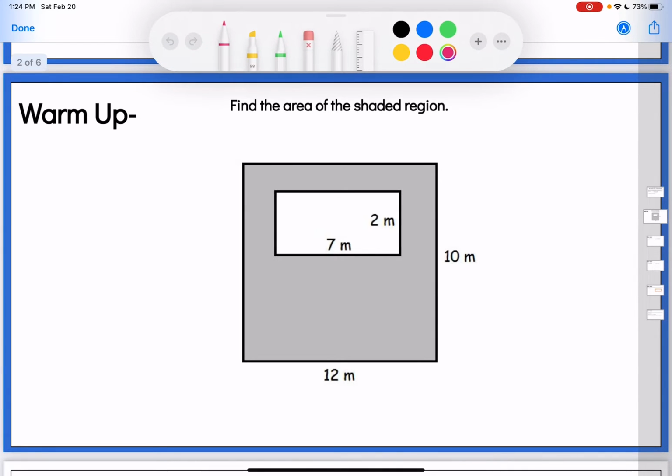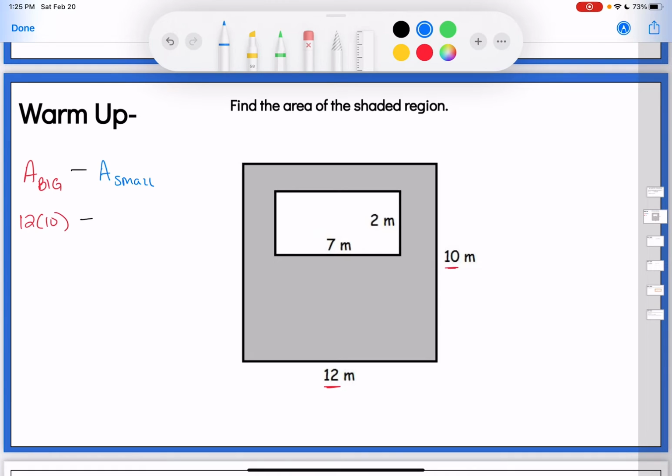All right, so area, we know we're multiplying length times width when we're talking about rectangles, right? And if I want the shaded area, I would want to do the area of the big rectangle minus the area of the small rectangle, right? If I take the area of the big one, that's the whole thing, subtract out the white part, that'll give me just the shaded area. So the area of the big shape would be 12 meters times 10 meters. So 12 times 10 for the area of the big.